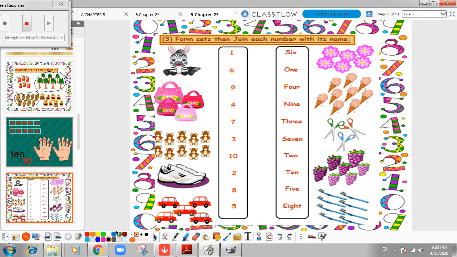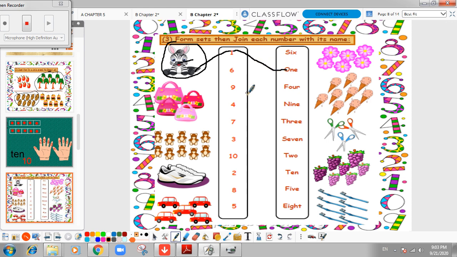Let's move to the next example. Form sets, then join each number with its name. So the first thing I have to do is to put the sets. How many zebras here I have? I have only one zebra, so I will put it on one set. So I will match this zebra to number 1. And how can I write 1 in letters? O-N-E, 1. So I will match 1 to its name.